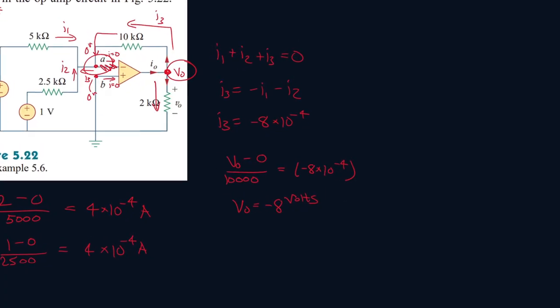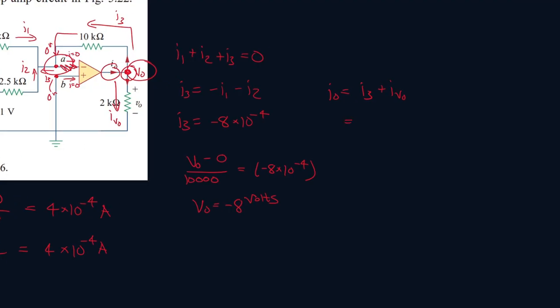And now we can use that information to find IO. So we see IO will be equal to these two currents that are leaving it. So this current is I3. IO is entering this node, and these two are leaving it. So IO enters, I3 leaves, and let's call this IVO, and then IVO leaves as well. So I3, we already know the value. It's minus 8 times 10 to the minus 4.